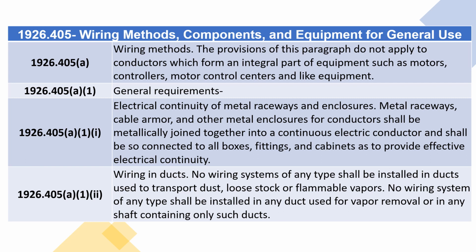1926.405(a)(1)(ii) Wiring in ducts. No wiring systems of any type shall be installed in ducts used to transport dust, loose stock, or flammable vapors. No wiring system of any type shall be installed in any duct used for vapor removal or in any shaft containing only such ducts.